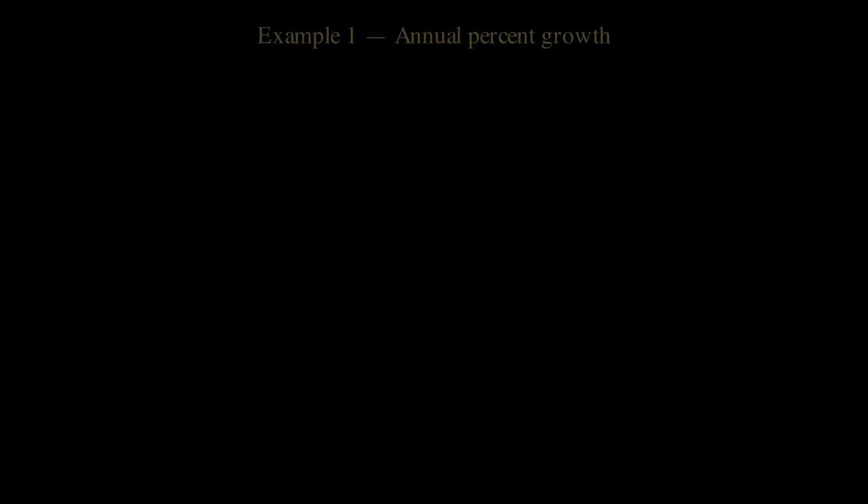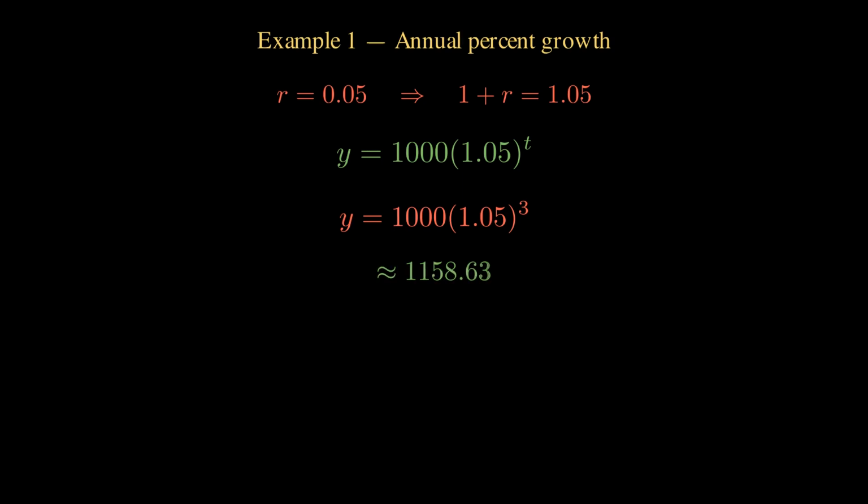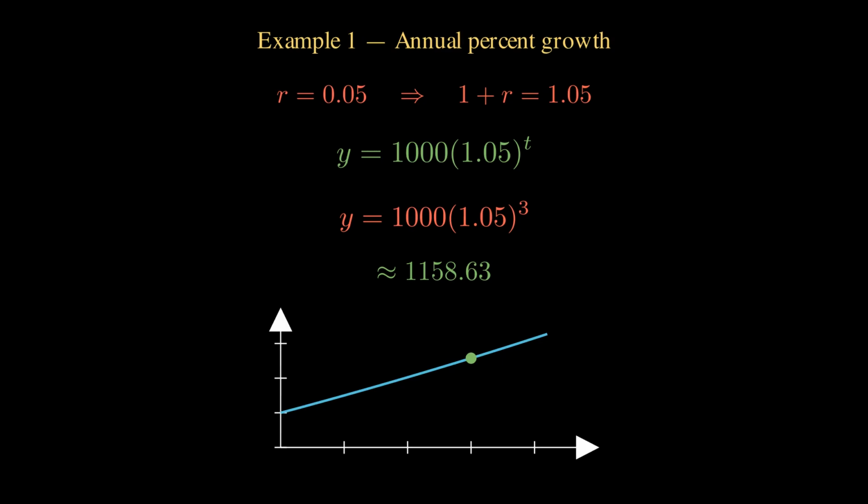Example 1. Easy. Suppose you start with $1,000 and it grows 5% each year for 3 years. 5% as a decimal is 0.05, so the multiplier each year is 1 plus 0.05, which is 1.05. The model is y equals 1,000 times 1.05 to the power t with t in years. After 3 years, substitute t equals 3. You multiply 1,000 by 1.05 cubed. That is about $1,158.63 if you round to the nearest cent.